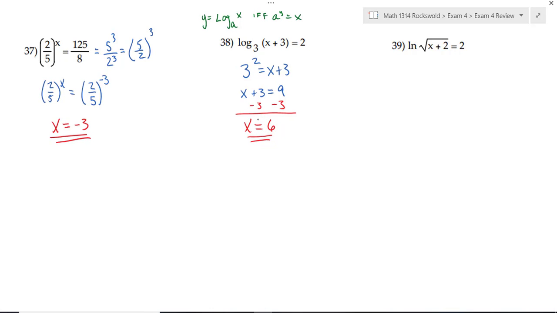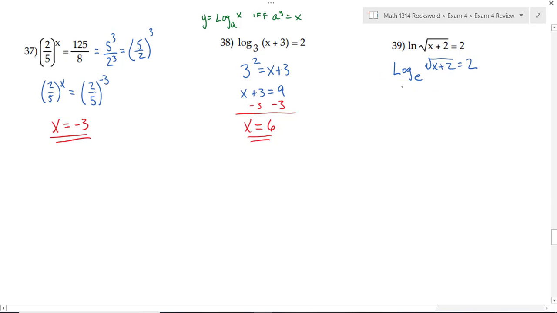On number 39, we have a natural log. What is the base of a natural log? No, the base of a common log is 10. The base of a natural log is e. Ln's and e's are inverses of each other. A natural log is a log base e. It may help if you actually write this step. This is log base e of the square root of x plus 2.